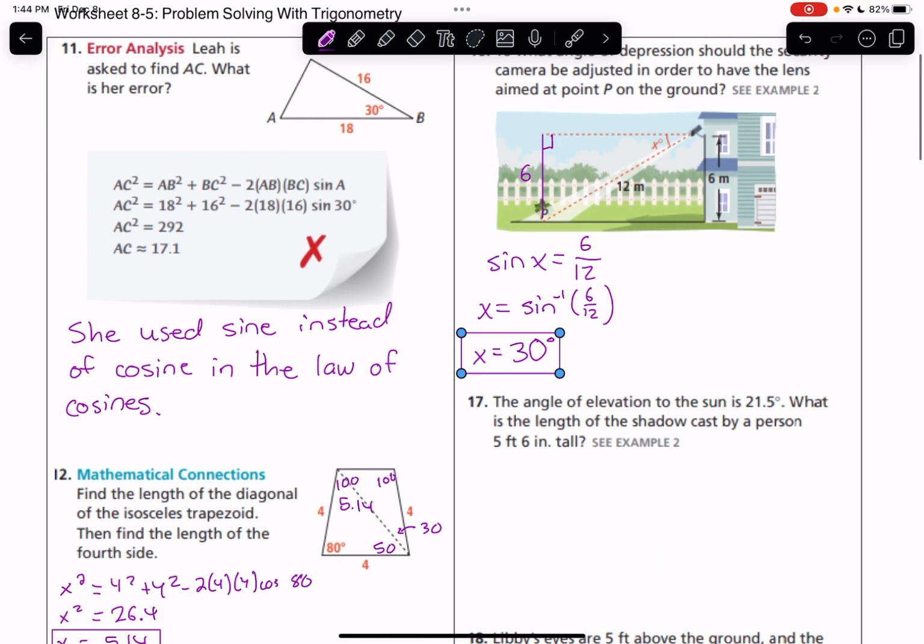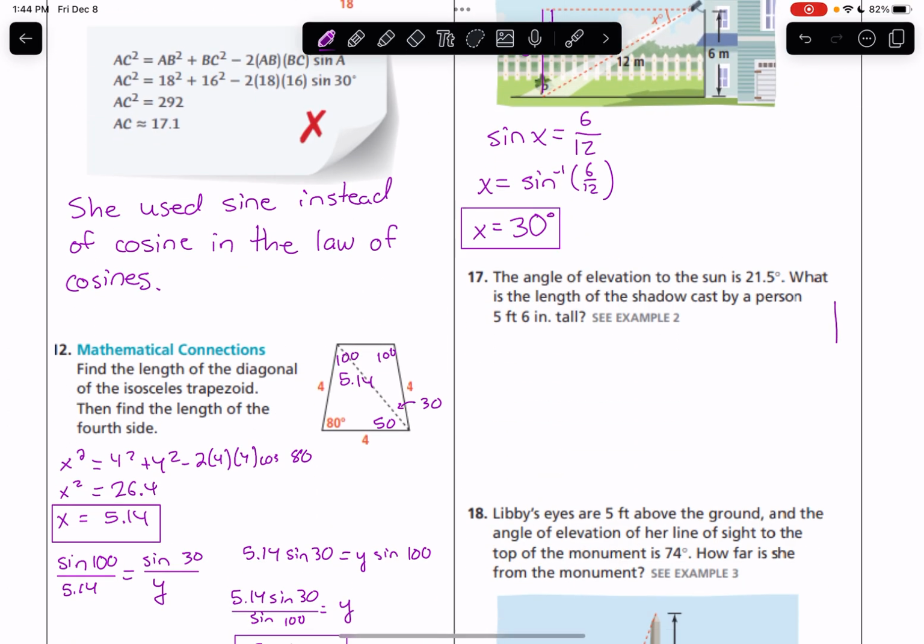Right. Next, we've got another right triangle trigonometry problem because we've got an angle of elevation. The angle of elevation to the sun is 21.5 degrees. What is the length of the shadow cast by a person who is 5 feet 6 inches tall? Well, 5 feet 6 inches is a mixed unit number, but I know that 6 inches is half a foot, so that's just going to be 5.5 feet. I'm just going to convert it to feet there. And I want to find the length of the shadow, which would be on the ground there.